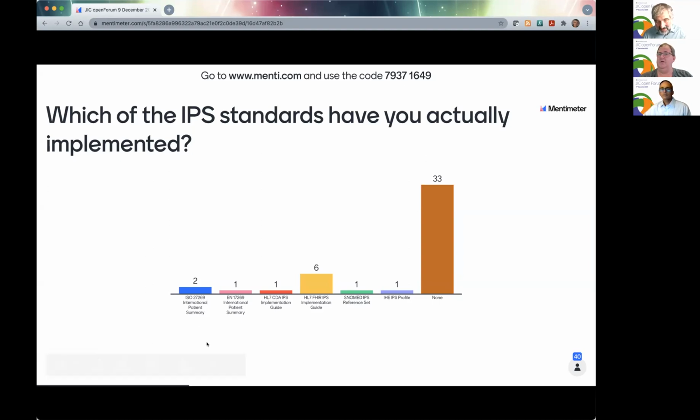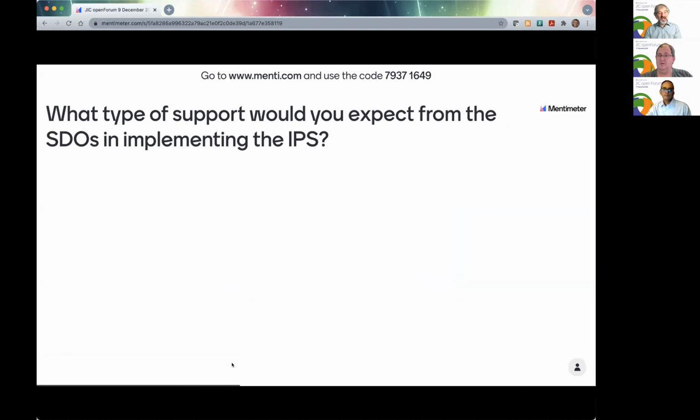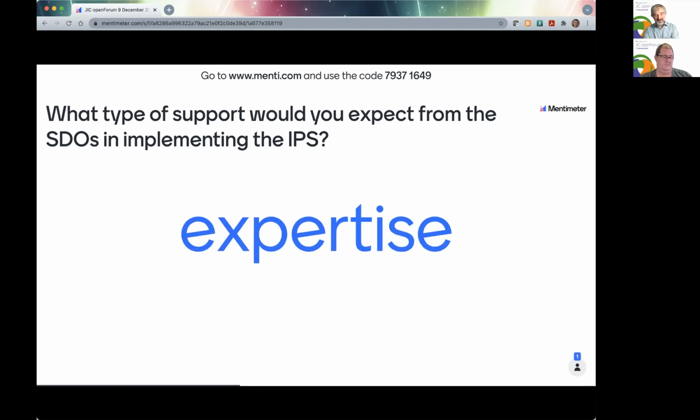But we are running a bit out of time, so let's move on to the next question. What type of support would you expect from the SDOs in helping you implement the IPS? And with implement, we mean at least preparing it for some substantial regional and national rollout. So you can type in any word you would like. So just type in expertise, and let's see what shows up.